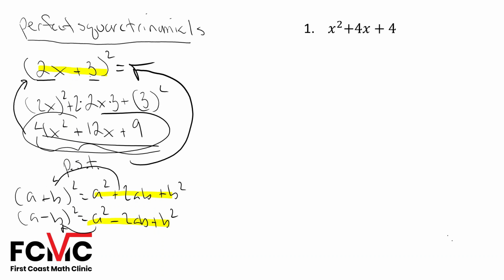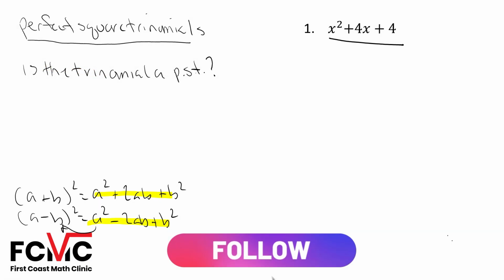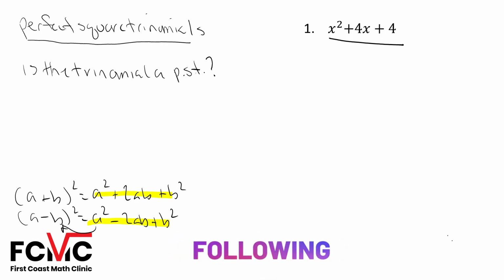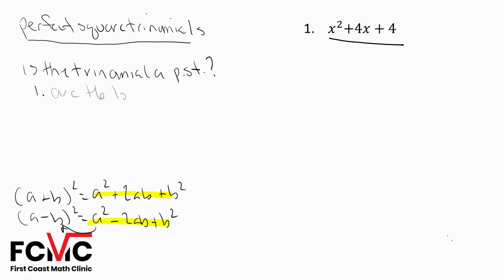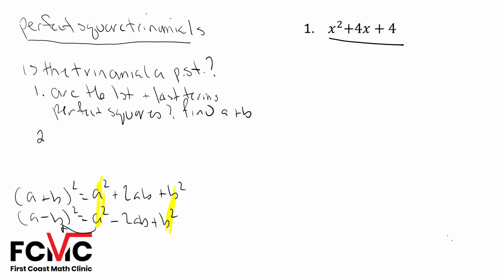To do this, the first thing we have to do is figure out, well, is this trinomial even a perfect square trinomial? So here's how we're going to do this. Let me clean this up a little bit. So I want to figure out, is our trinomial a perfect square trinomial? And there's two things we have to figure out to determine that. Are the first and last terms perfect squares? That would be these values, our a squared and our b squared, so are those perfect squares? And from that, we're going to find a and b. And the second thing we have to figure out is the middle term, 2 times a times b. So that's going to be what we have here, 2 times a times b and 2 times a times b.